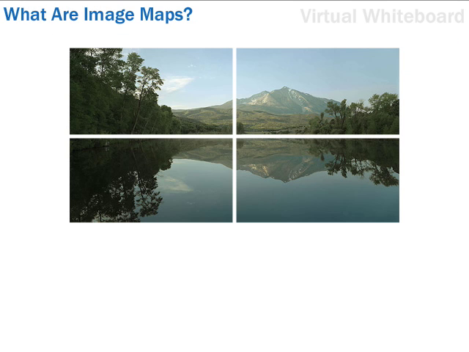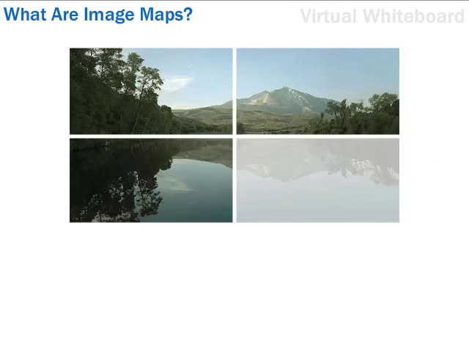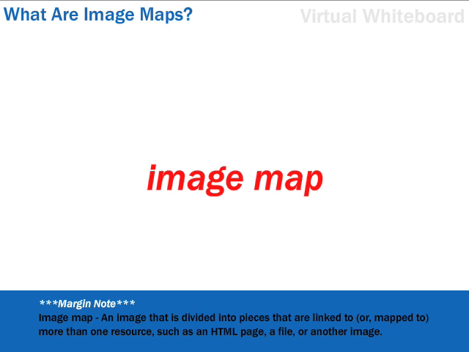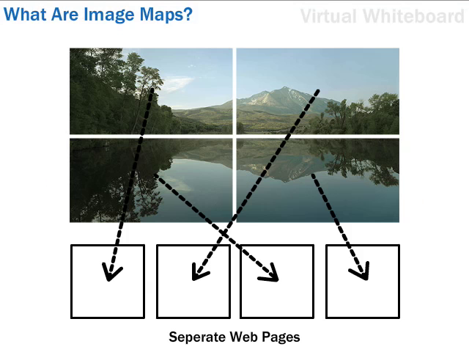Did you know that you can subdivide a single image and link each part of that image to another page? This type of subdivided image is called an image map. You've probably seen image maps on the web even if you didn't know what they were. Instead of creating a different image for each button in the navigation bar, many web designers create a single image that contains all the buttons and then use image maps to link each button to the appropriate page.